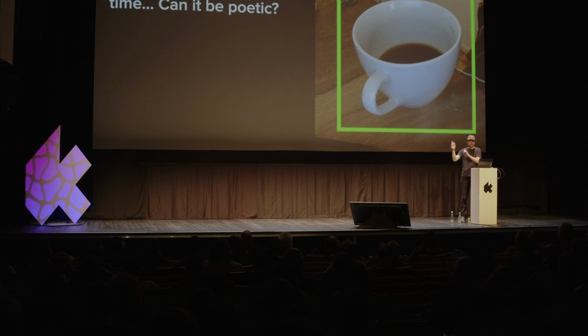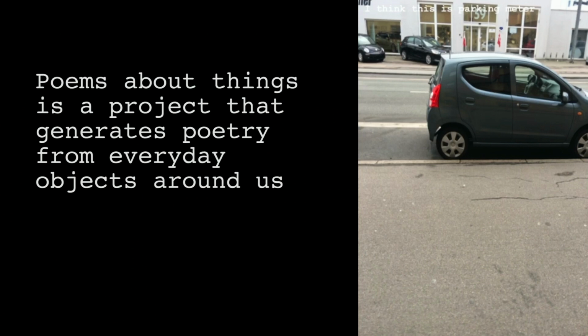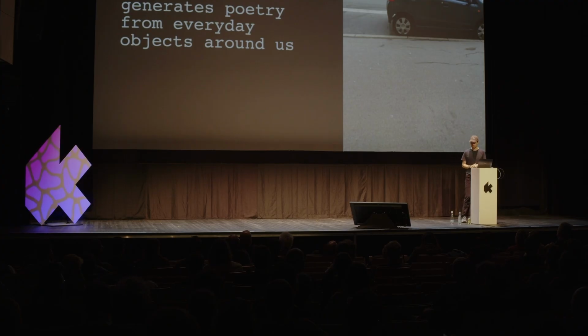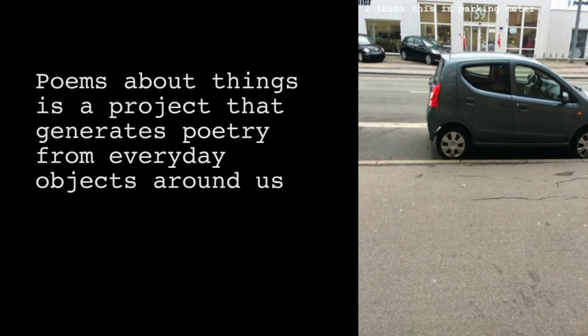So I think that a lot of these mistakes teach us a lot about how machines see the world in a very different light from human beings, and sometimes they are sort of poetic in a way. So I made this project called Poems About Things, and this is also, like I think 2019 or something, that tries to generate poetry from everyday objects that are around us.